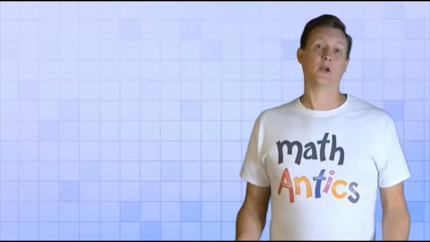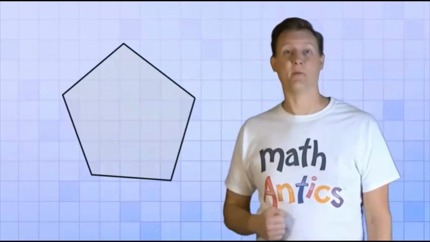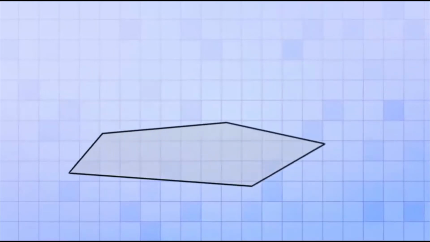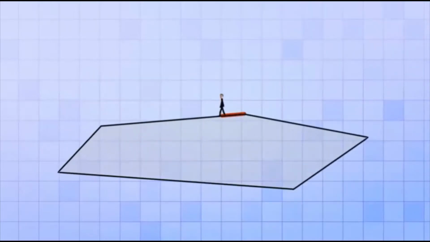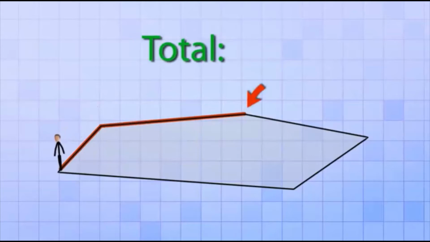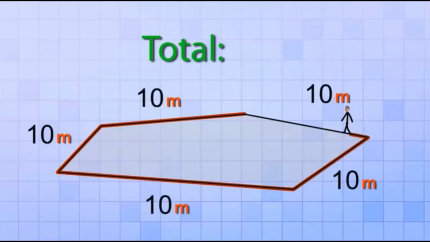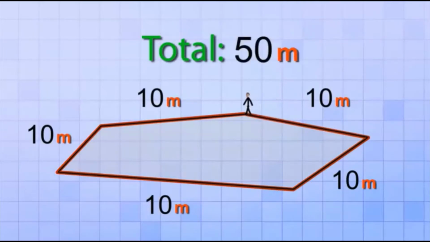shape. A good way to see what perimeter is to imagine that you could walk right along the edge of a shape, like this five-sided polygon. Imagine starting at one of the polygon's vertices and then walking along each side until you got all the way back to the point that you started from. The total distance you traveled would be the perimeter of that shape. In this case, if the length of each side of the polygon was 10 meters, the total length you would travel along all 5 sides would add up to 50 meters.